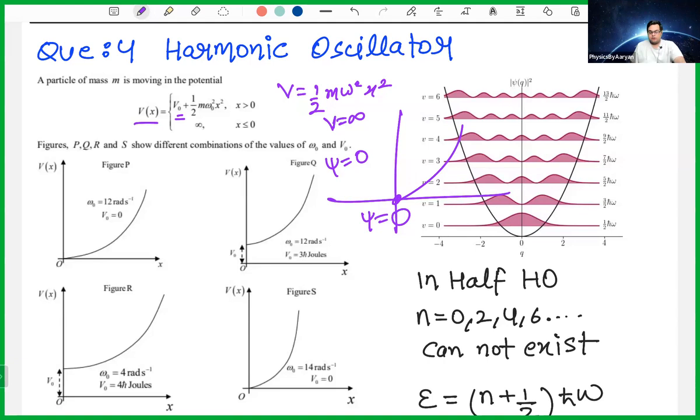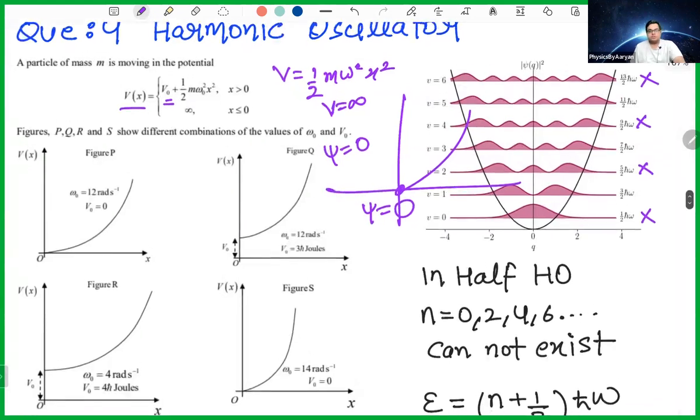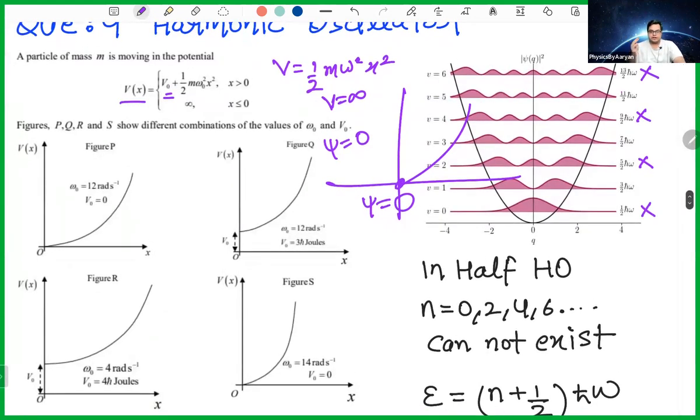That is why you cannot have this state, this state, this state, this state. Why? Because these are the wave functions of harmonic oscillator. I just gave this diagram for reference purposes. These are the wave functions for a harmonic oscillator. If you look at n equals 0, you see that your wave function is not 0 at the boundary. That is why you cannot have this wave function in half harmonic oscillator.